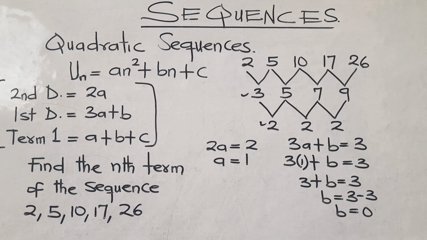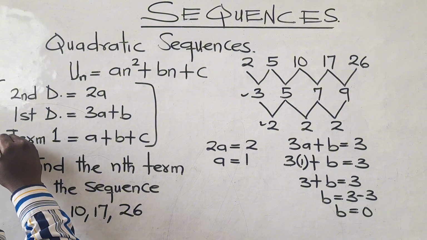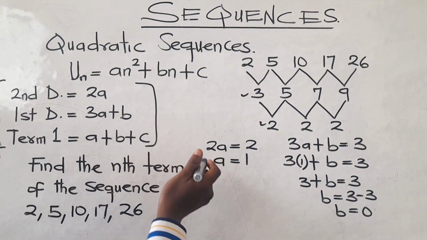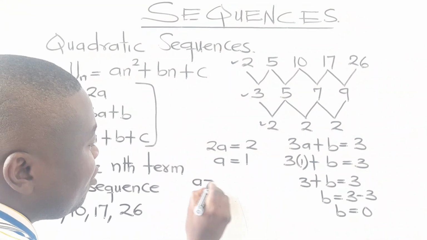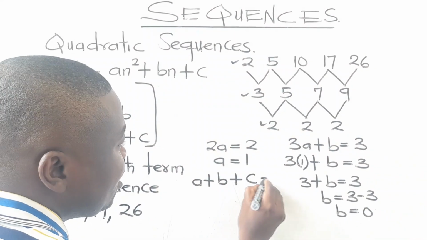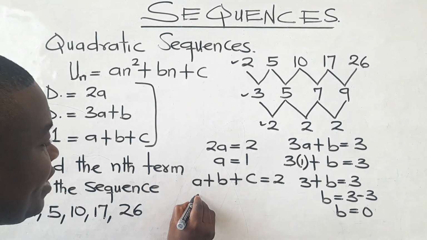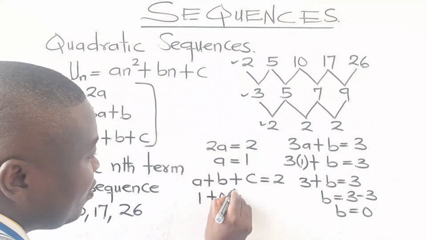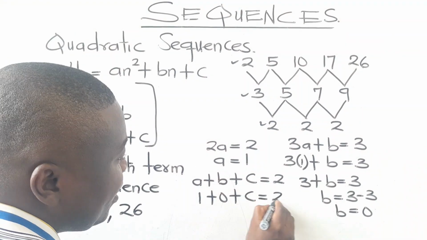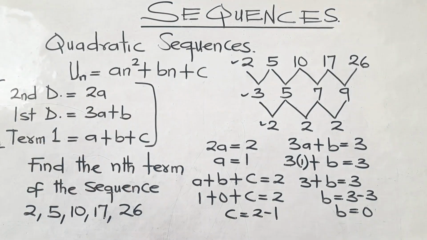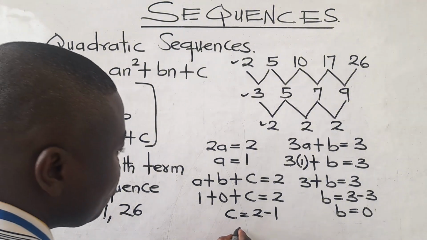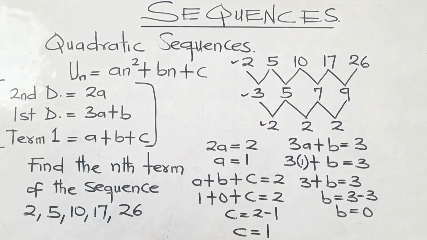Now, let's see for c. For the first term, a plus b plus c should equal 2. And a is 1, b is 0, so c equals 2 minus 1. I guess you understand. So c equals 1.